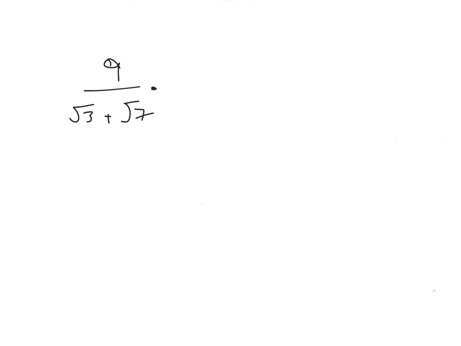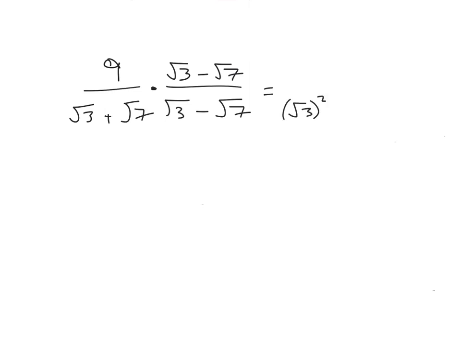So let me multiply by the conjugate for the denominator. That's going to be the square root of 3 minus the square root of 7. And then whatever I do on bottom, I got to do on top. So the square root of 3 minus the square root of 7, okay? Now remember, on the denominator, that's the difference of squares. So that's the square root of 3 squared minus the square root of 7 squared. And then, of course, 9 times the square root of 3 minus the square root of 7, okay?